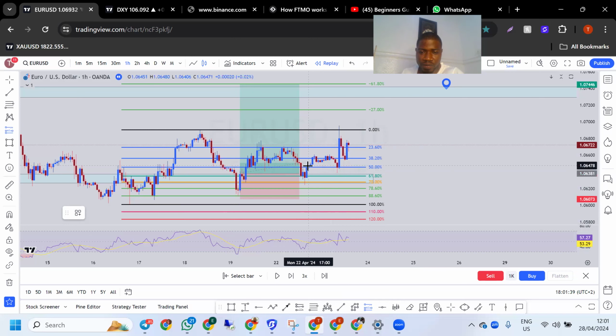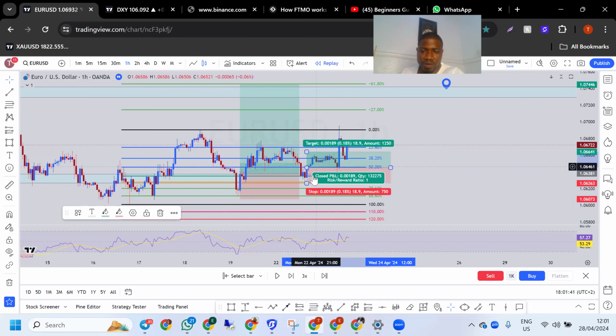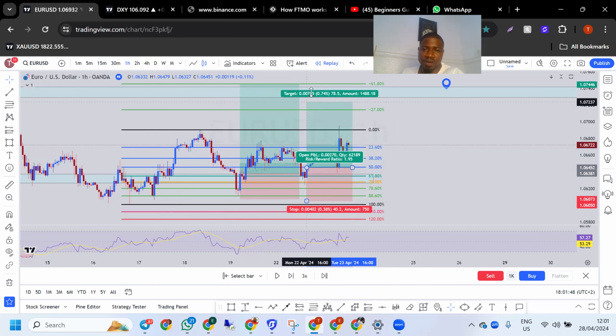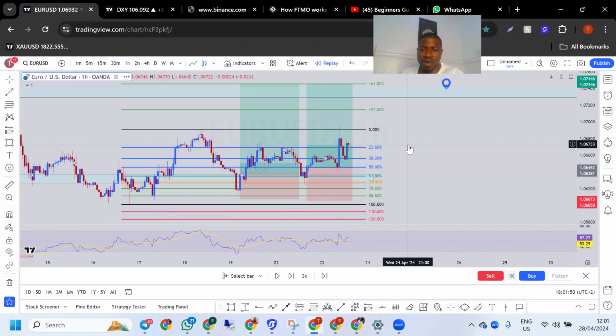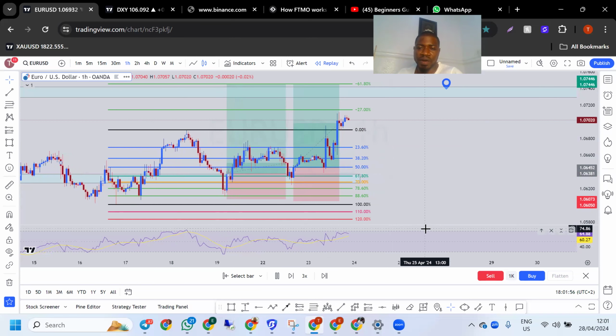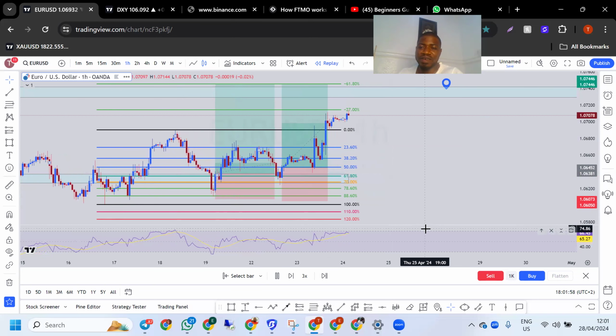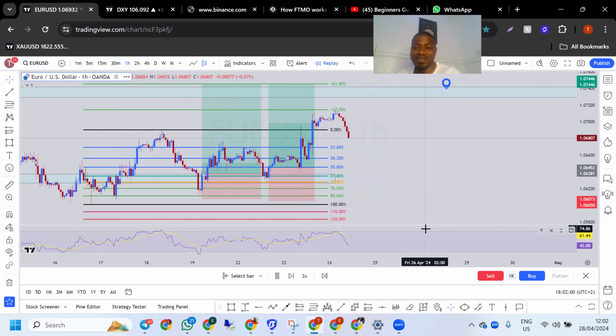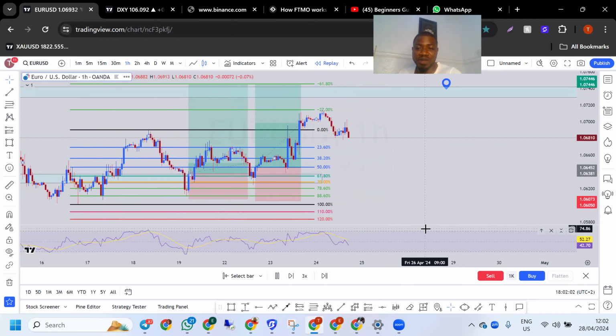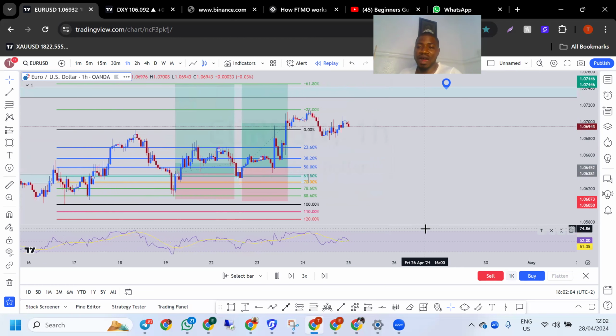On Monday, I took the trade right there on the day, and my stop loss was still there, down here. So that's how the trade played out. I sat on my hands. This trade took 4 days to play out. So most of the time when you take a trade, you have to allow your trade.